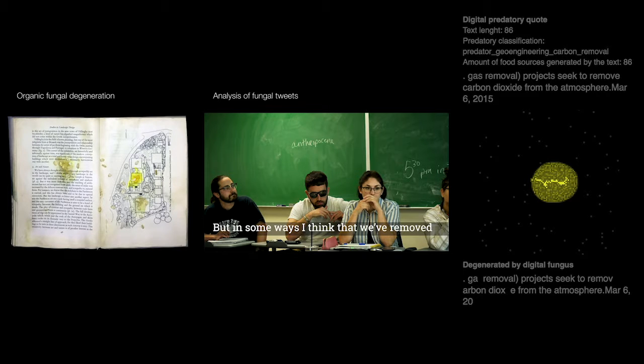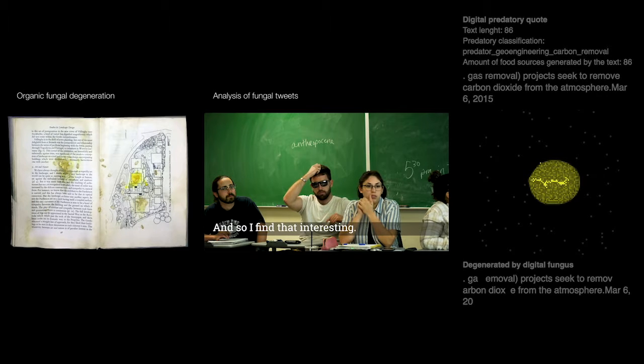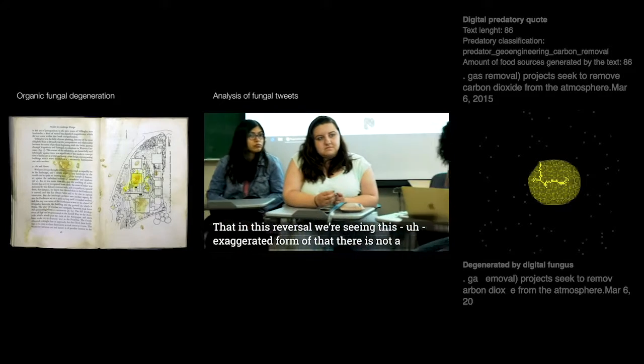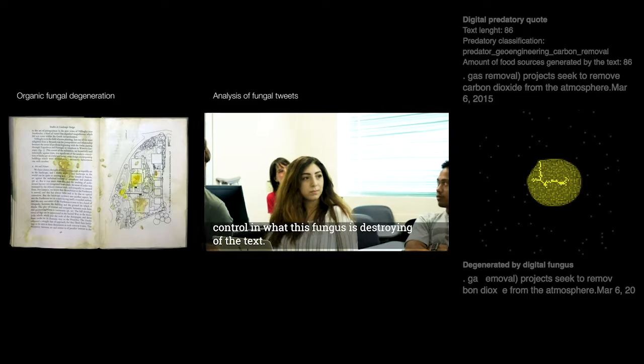But in some ways, I think that we've removed that feeling of control, you know? We feel like there's maybe this apathy surrounding environmental issues and stuff like that. And so I find that interesting, that in this reversal, we're seeing this exaggerated form of there not being control in what this fungus is destroying of the text.